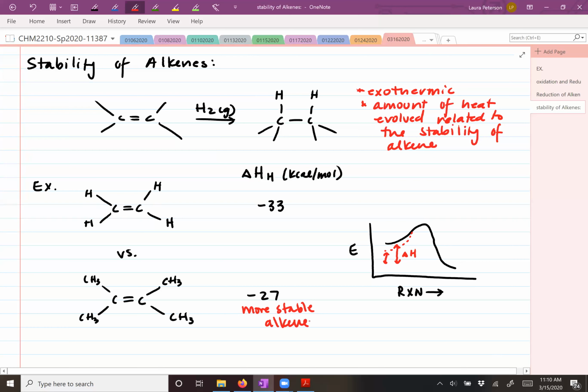Okay, and that's because we've lowered the energy of the starting material like we did here. In this case, we've lowered the energy of our starting material. That decreases delta H. And remember, lower energy is more stability. So when we're comparing these two values, we can see that the tetrasubstituted alkene, where we have 4 substituents around our 2 carbons, is the more stable alkene.